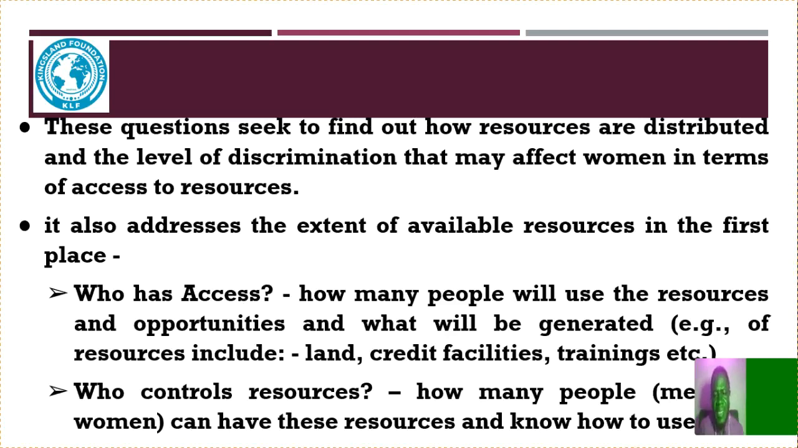and the level of discrimination that may affect women in terms of access to these resources. It also addresses the extent of available resources in the first place, as in who has access, that is, how many people will use the resources and opportunities, and what will be generated, for example, of resources including land, credit facilities, trainings, and so on. Who controls resources, that is, how many people, men and women, can have the resources and know how to use them.